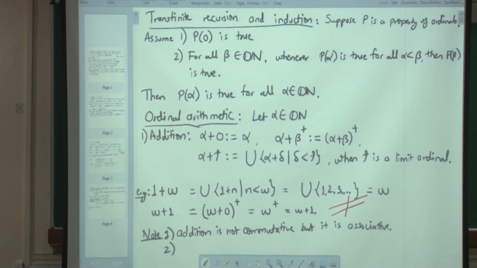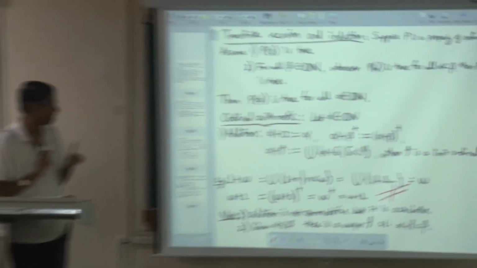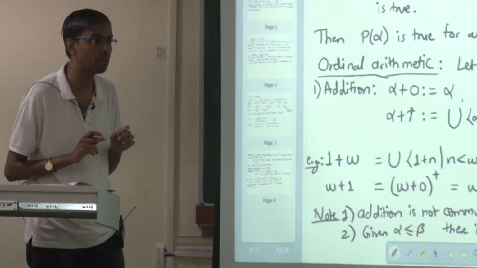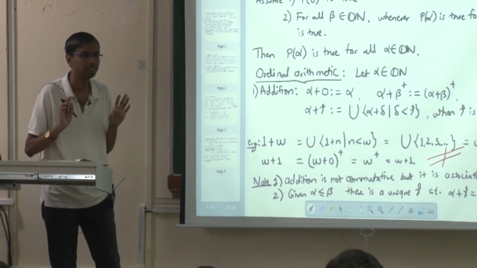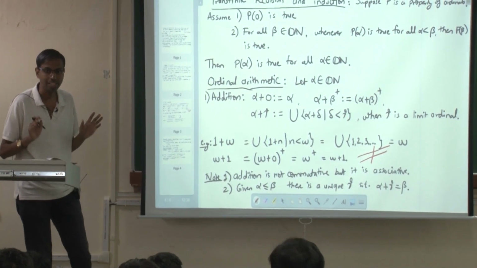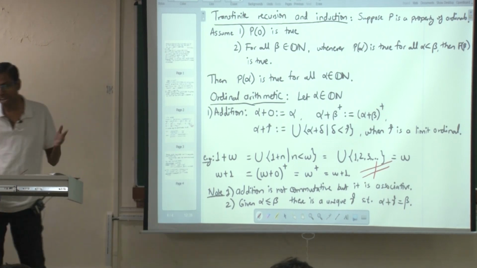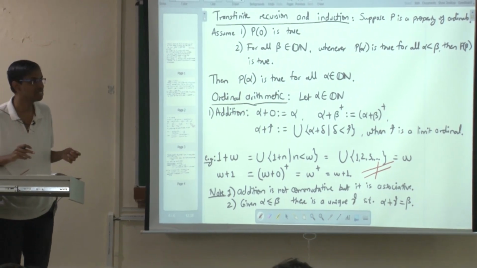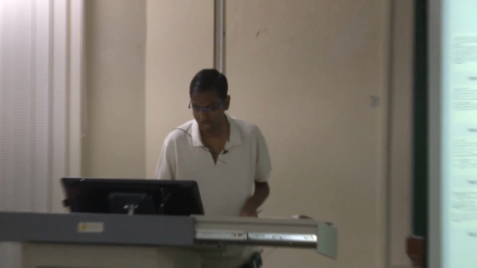Let's say note 2, that given alpha less than or equal to beta, there is a unique gamma such that alpha plus gamma is equal to beta. However, be warned, that's only true for the order in which I am saying these things. I am not saying that if alpha is less than or equal to beta, then there exists a unique gamma such that gamma plus alpha is equal to beta. If I change alpha plus gamma to gamma plus alpha, it's no longer true. Only in one direction can I have this. Sometimes this is used to define subtraction: beta minus alpha is that gamma.